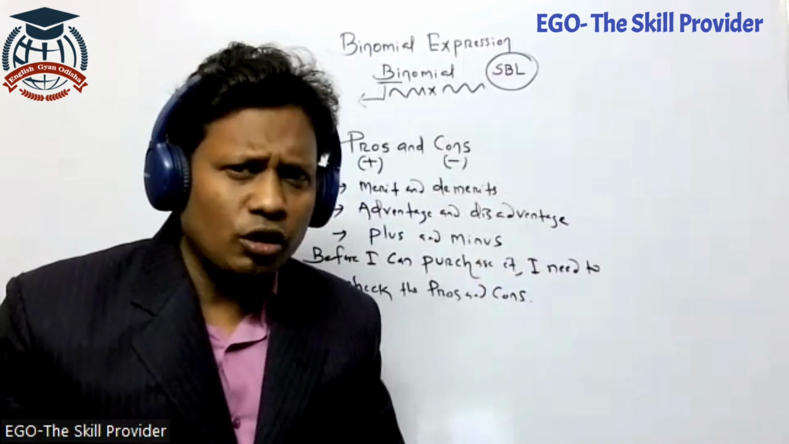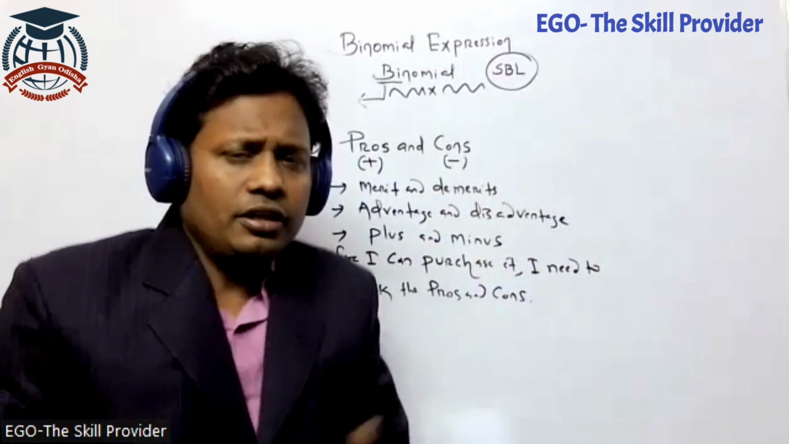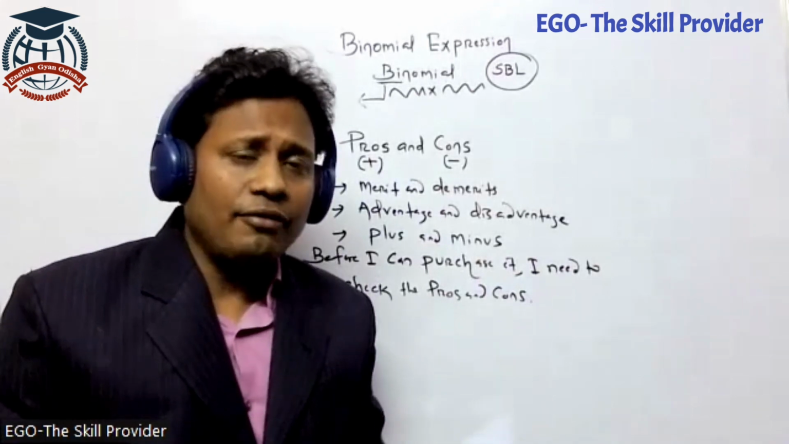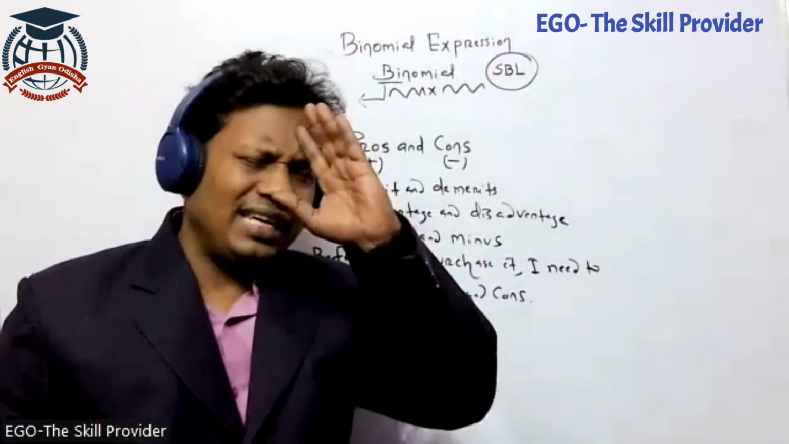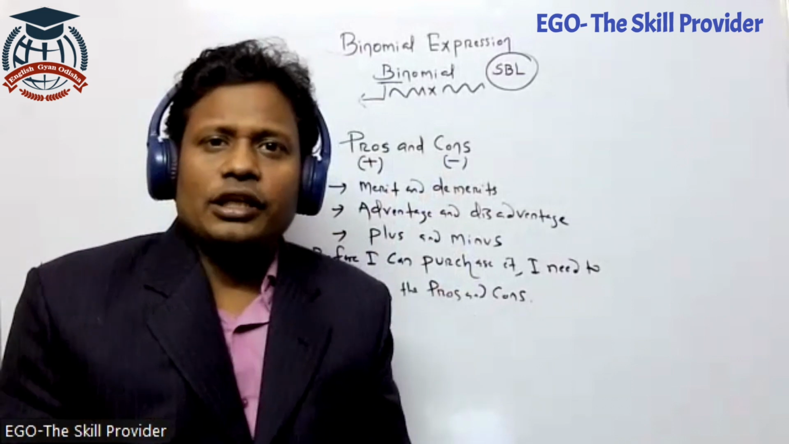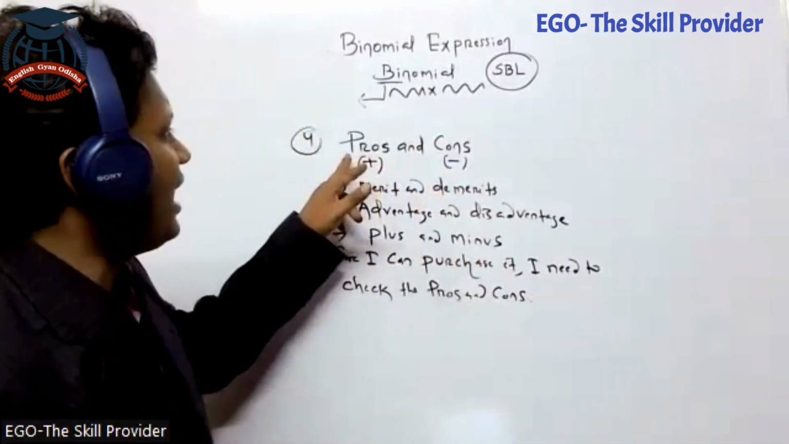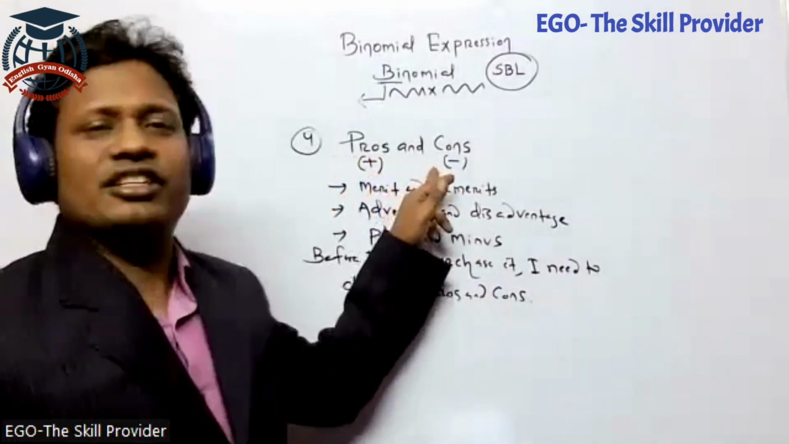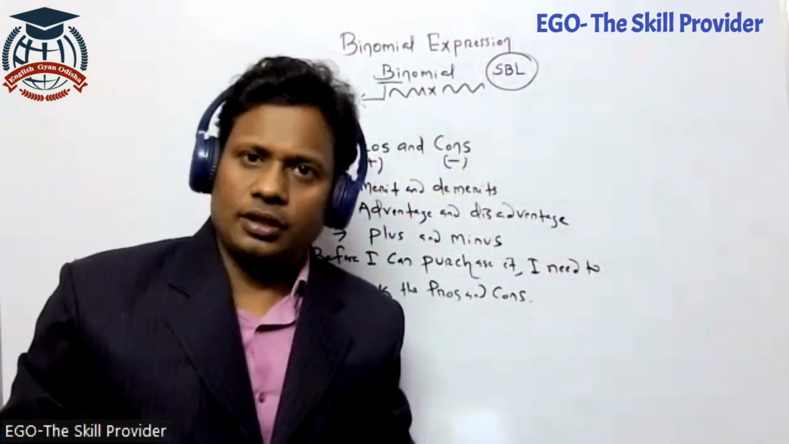Did you not check the pros and cons of this person before joining as a friend? Did you not check? You can say, have you checked the pros and cons of the skill provider, like that. So anything and everything. As a human being, you always go for the positive side and negative side. The positive side is called pros, and the negative side is cons. Or let's discuss the pros and cons, like that.